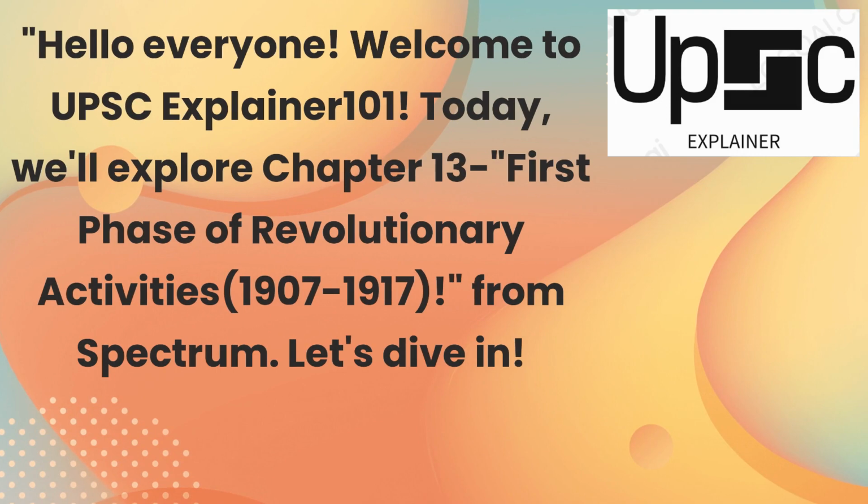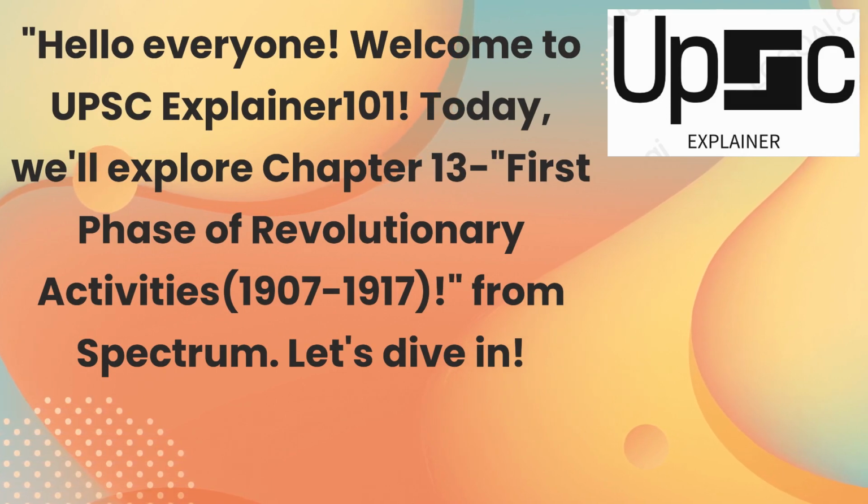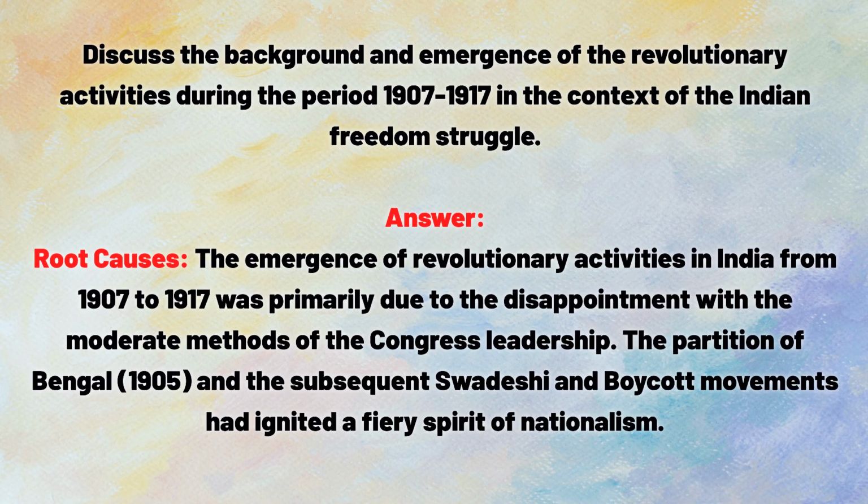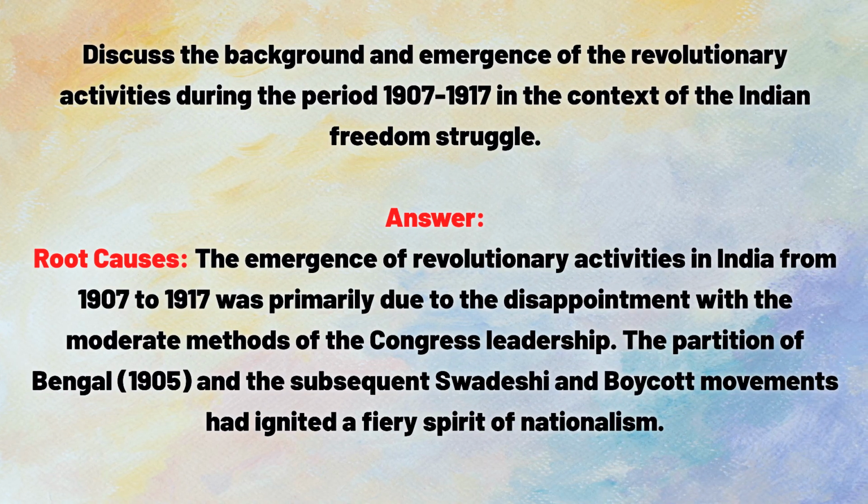Today, we'll explore Chapter 13, First Phase of Revolutionary Activities, 1907-1917, from Spectrum. Let's dive in. Discuss the background and emergence of the revolutionary activities during the period 1907-1917 in the context of the Indian freedom struggle.